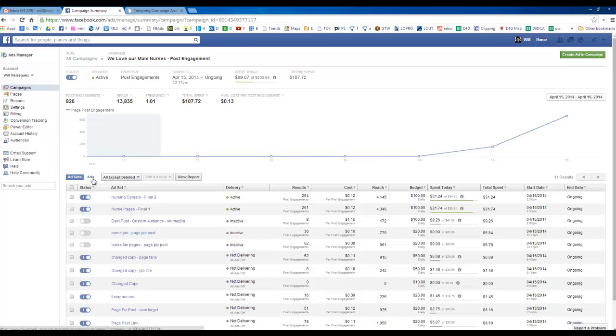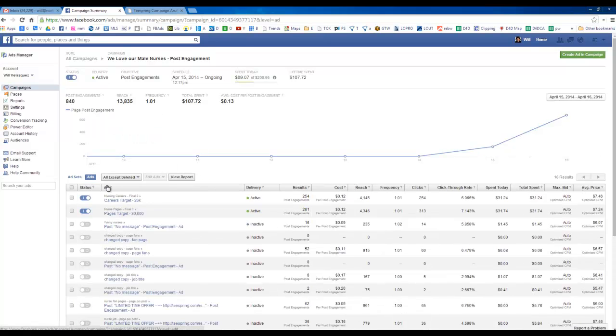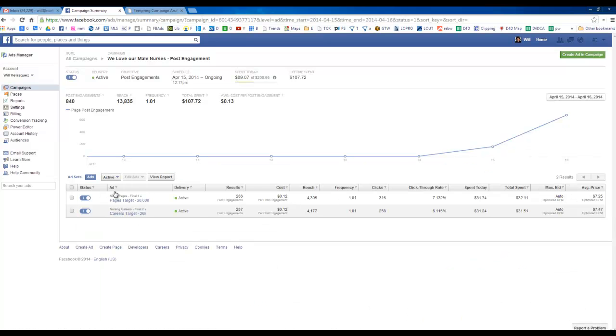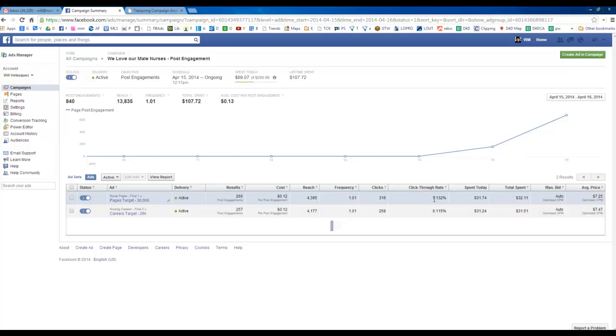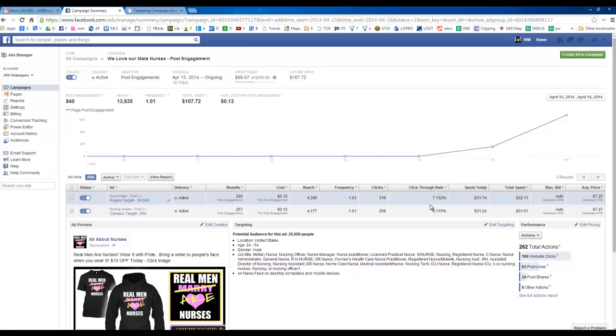So let's look at the actual ads. And let's just pull up the active ones. Looks like we've got 2 active ads running, and if you remember, the one was targeting nursing careers in the Facebook targeting, and the other one was targeting Facebook fan pages, right? And it looks like they're both pretty close as far as our click-through rates, which I'm happy to see.